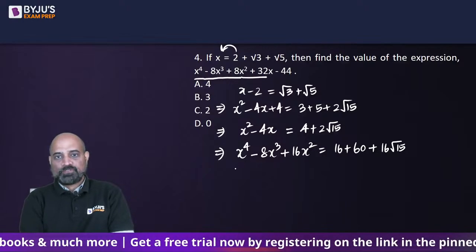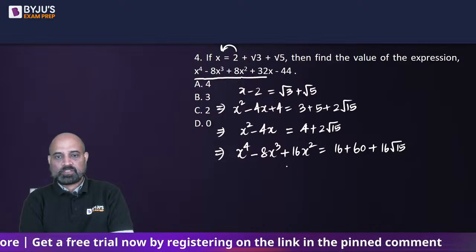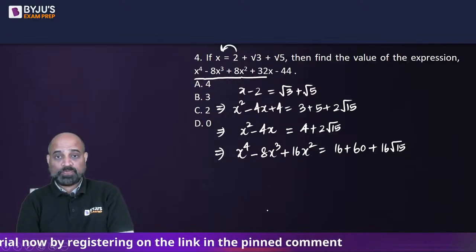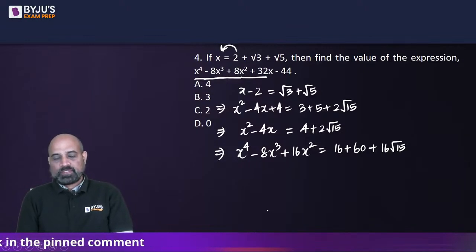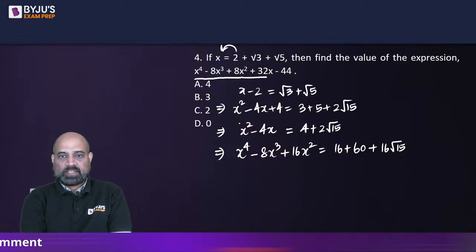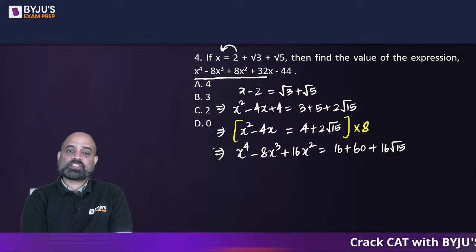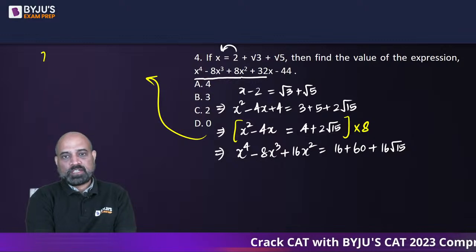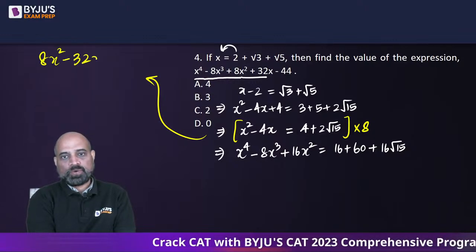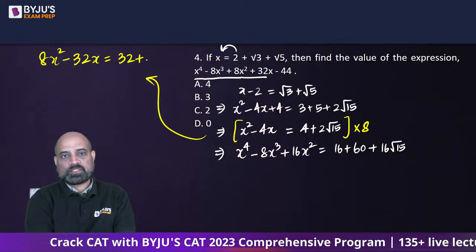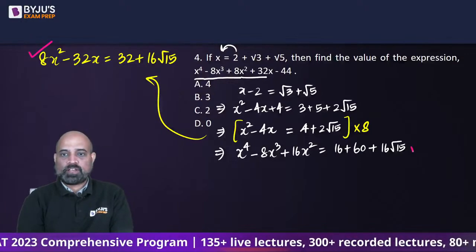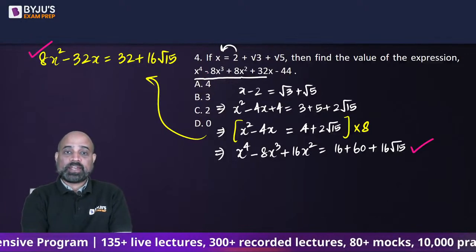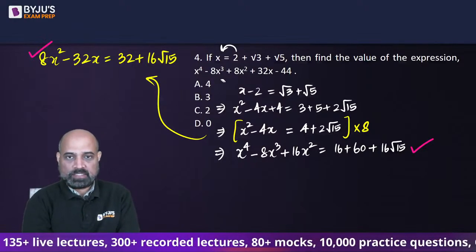So we have quite something with us, which is x to the power 4 minus 8x cube as of now. We need to have 8x square here. So in order to get 8x square, can I take this part and multiply this by 8? Because if I multiply this one by 8, this one will result in 8x square minus 32x. This is equal to 32 plus 16 root 15. So we have one part which looks like this. We have another part which looks like this, and I need to get the given expression as it is given.